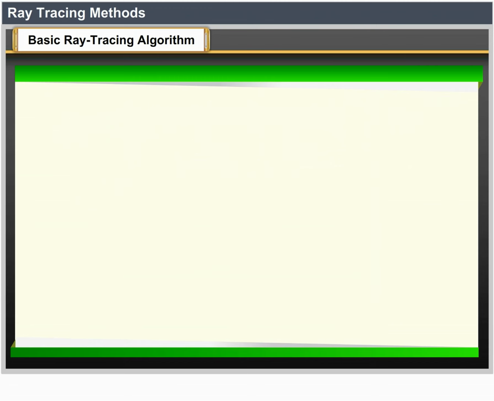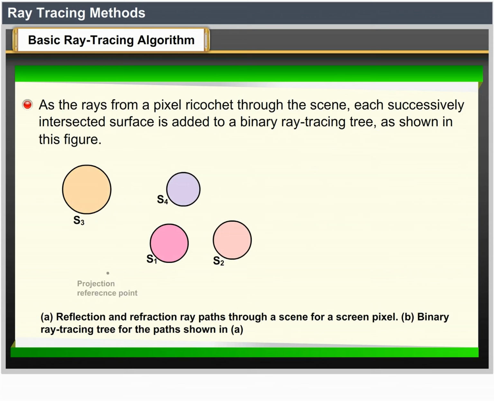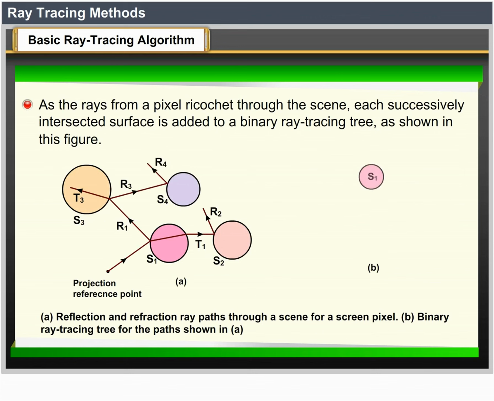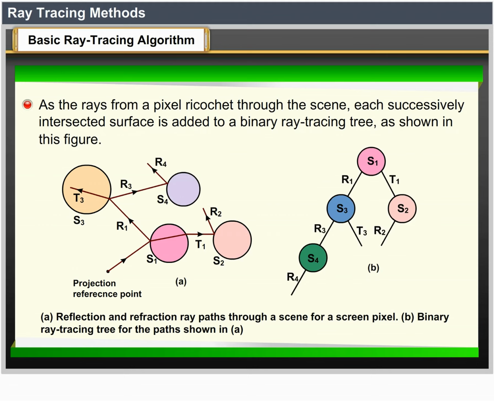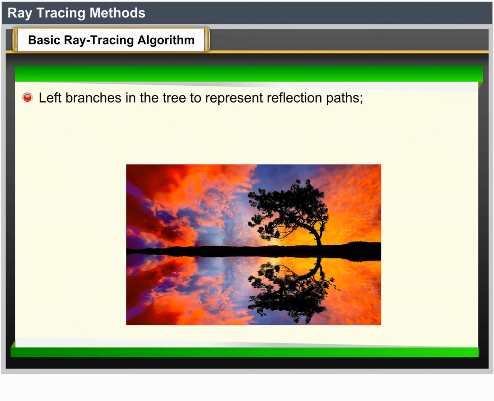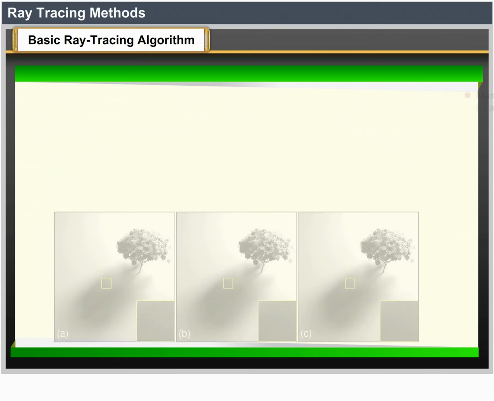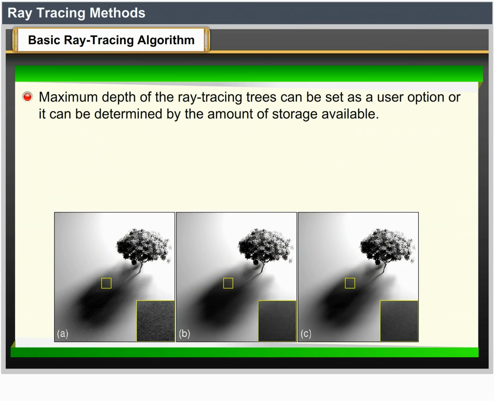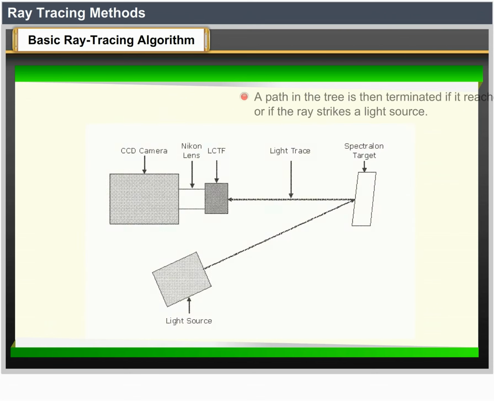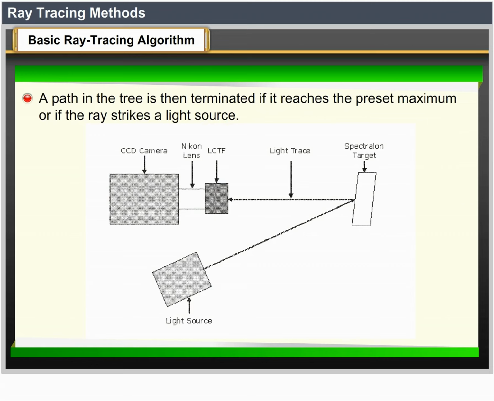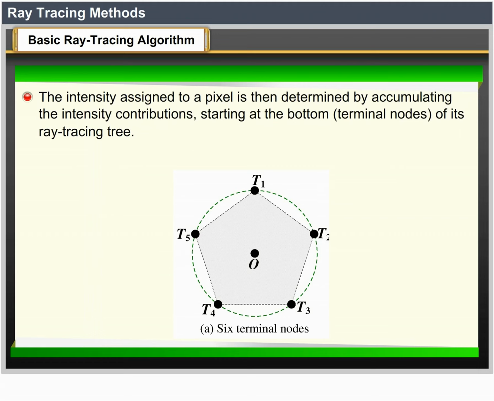As the rays from a pixel ricochet through the scene, each successively intersected surface is added to a binary ray tracing tree, as shown in this figure. Left branches in the tree represent reflection paths. Right branches represent transmission paths. Maximum depth of the ray tracing trees can be set as a user option, or it can be determined by the amount of storage available. A path in the tree is then terminated if it reaches the preset maximum or if the ray strikes a light source. The intensity assigned to a pixel is then determined by accumulating the intensity contributions starting at the bottom terminal nodes of its ray tracing tree.